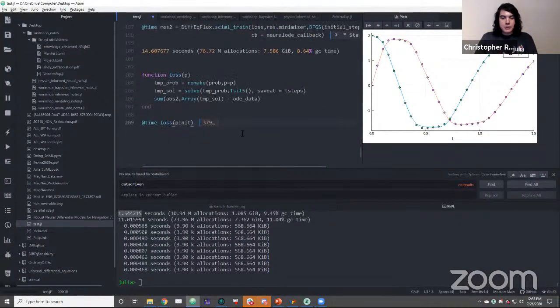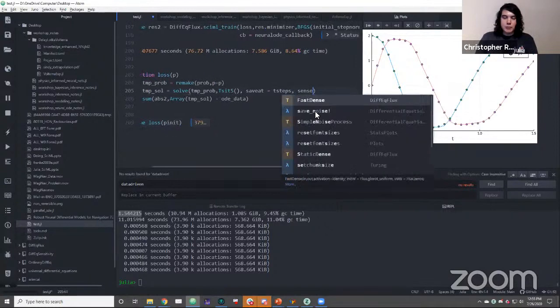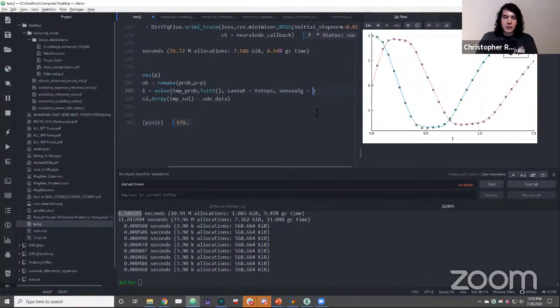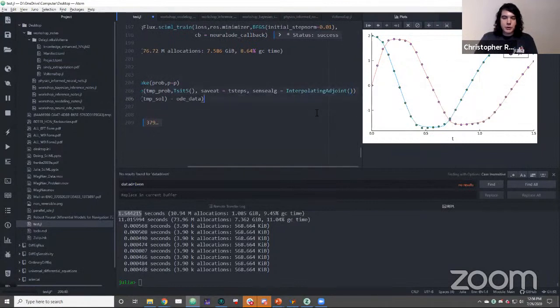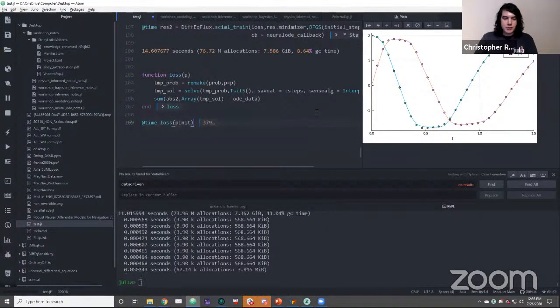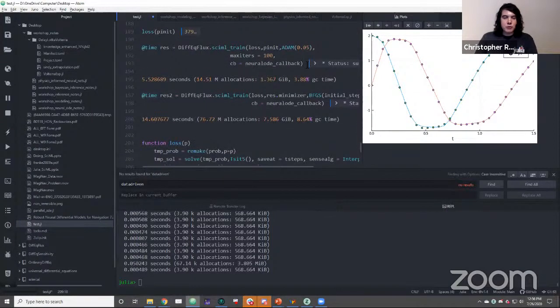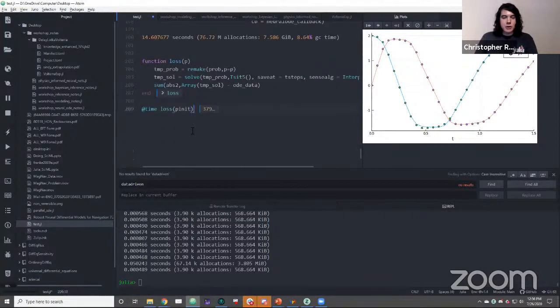So now let's get into using some of these sensitivity algorithms. What you do is you say sensealg equals, and the default here is always going to be this InterpolatingAdjoint. I'm going to be timing against a proxy for the gradient calculation, which is just the training loop itself.